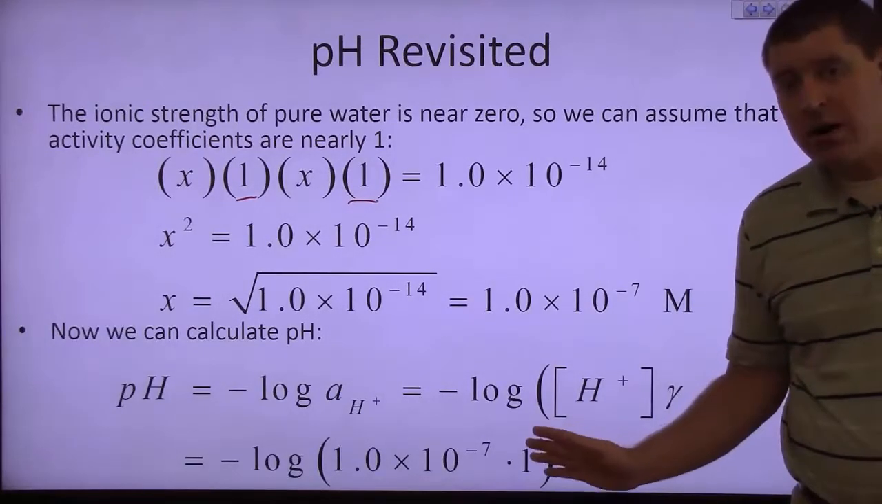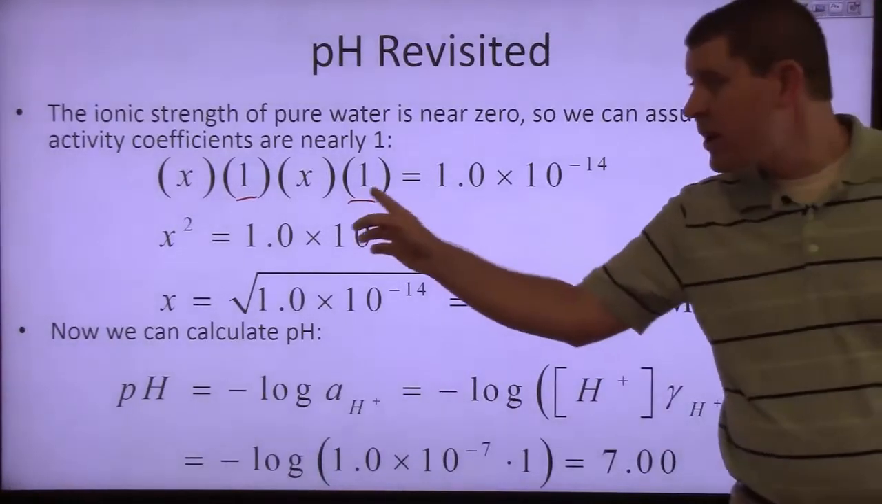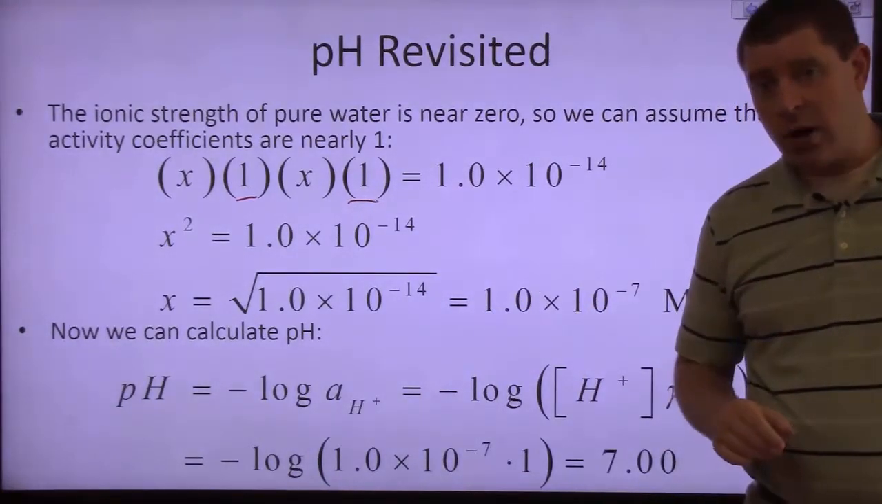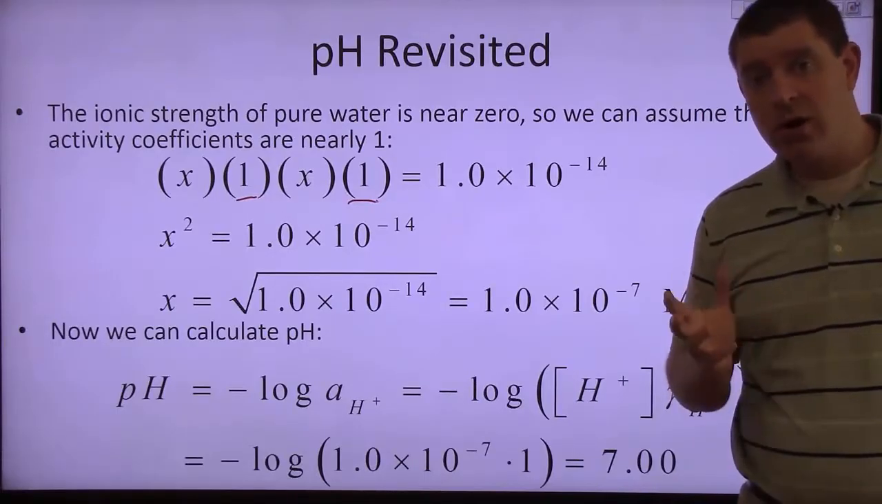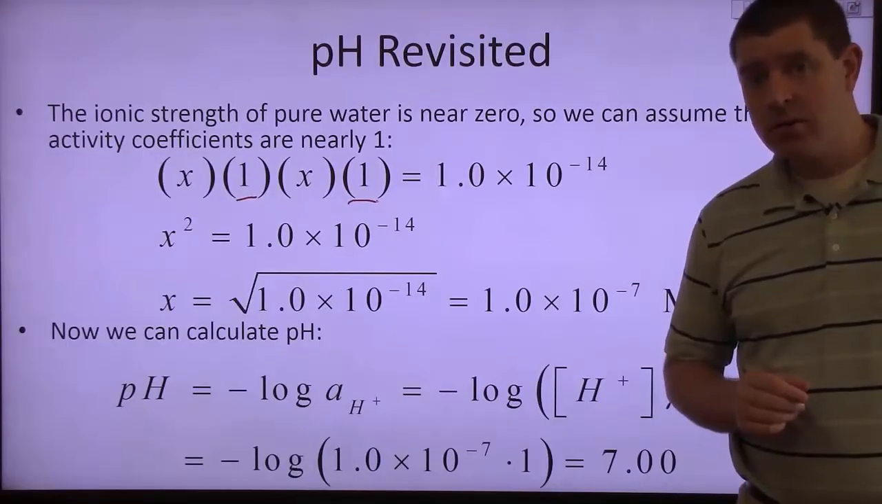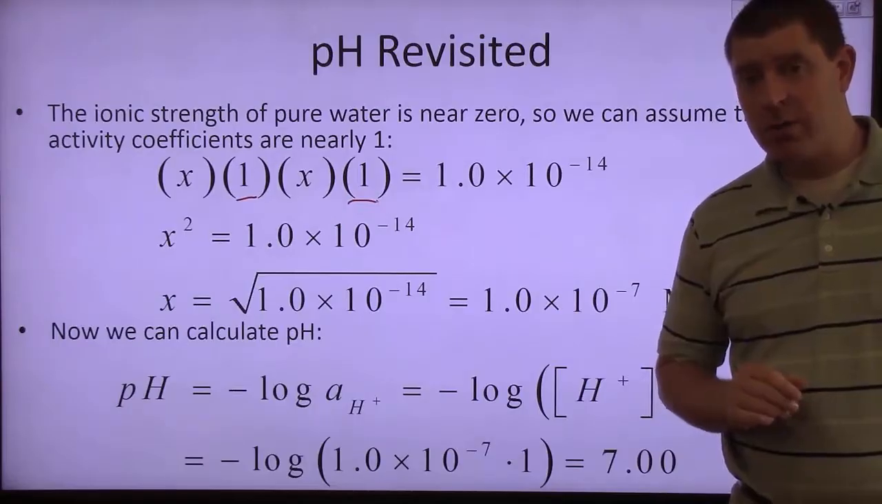Now, this is an approximation because we've approximated our activity coefficients as 1. So that's a pretty good approximation because the ionic strength is going to be so low. We're so far from that 0.1 molar mark. So this is an okay approximation to make.